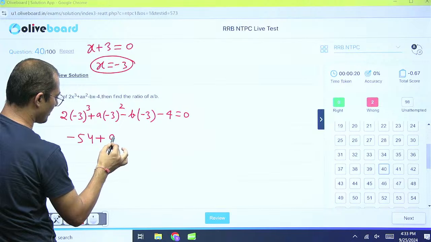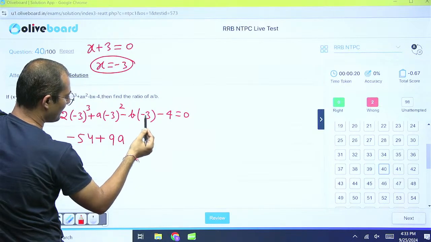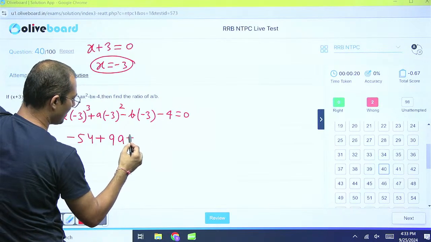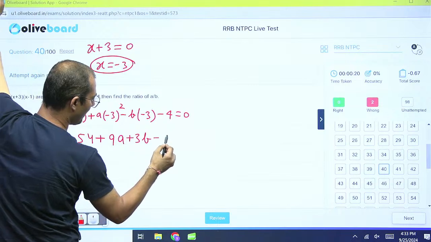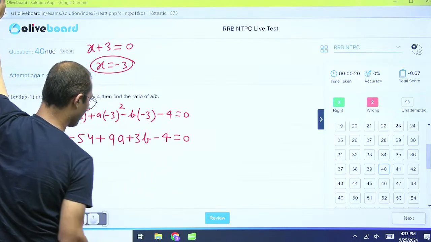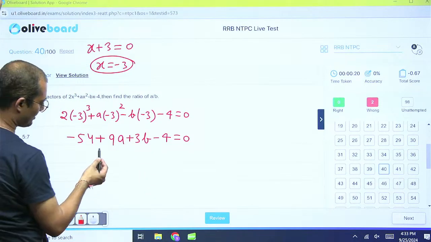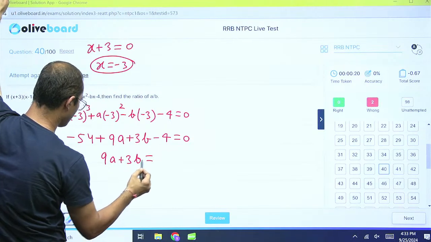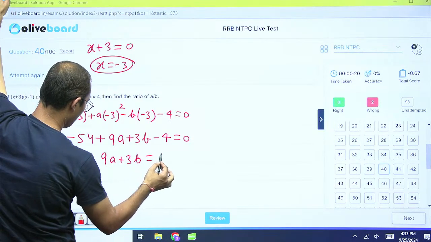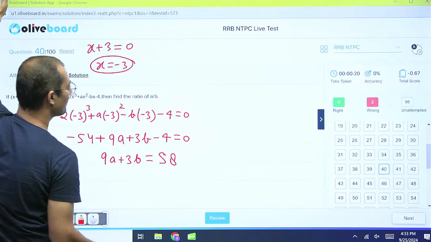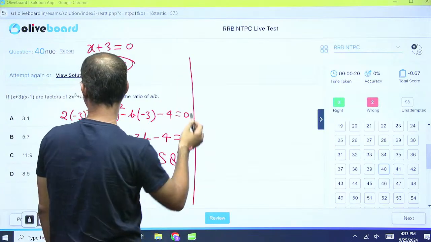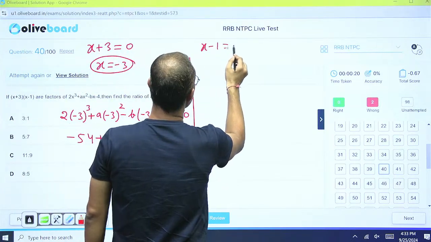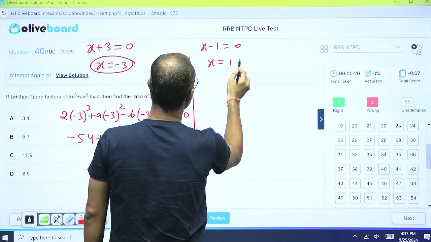So this would be equal to 9a, right? And minus b into minus 3. So this would be equal to plus 3b minus 4 is equal to 0, right? So here we will get 9a plus 3b would be equal to 58, right?